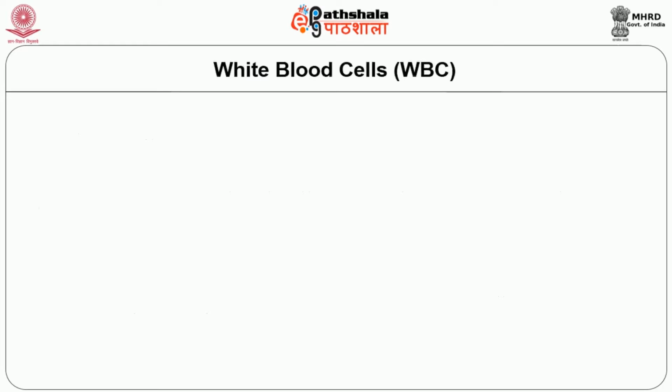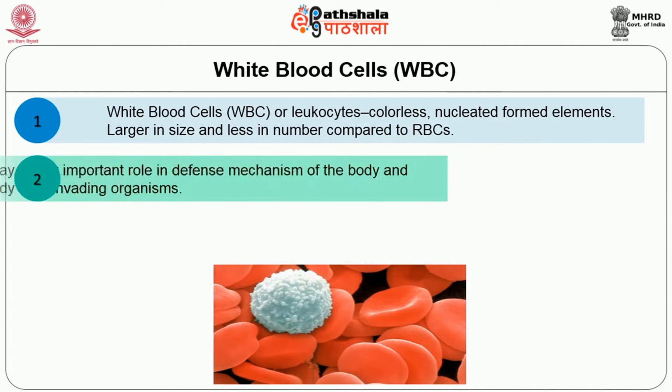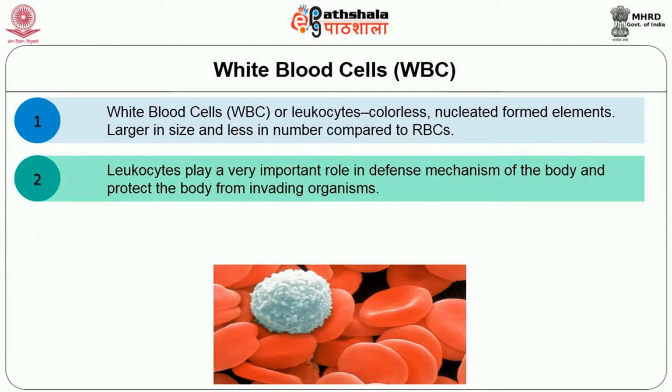Now, the next cellular component present in the blood are the leukocytes. The white blood cells, the abbreviation being WBC, or leukocytes, are the colorless and nucleated formed elements of blood. These cells are larger in size and the number is less compared to that of RBCs. Yet, functionally, these cells are as important as erythrocytes. Leukocytes play a very important role in the defense mechanism of the body and protect the body from the invading organisms by acting like soldiers.